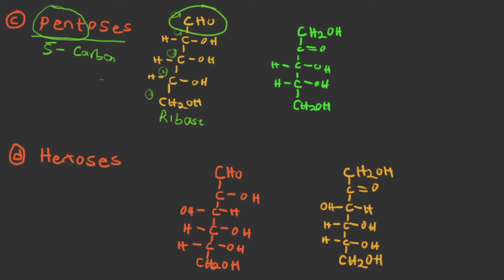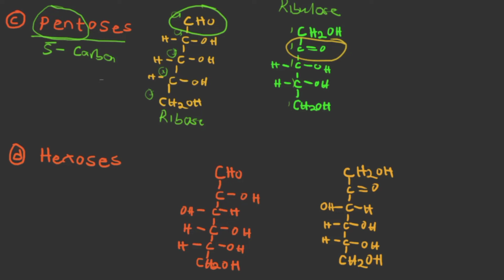Another example is ribulose. And this one also has 5 carbons. You can see 1, 2, 3, 4, 5, right? But there is something really interesting: it has this ketone functional group.